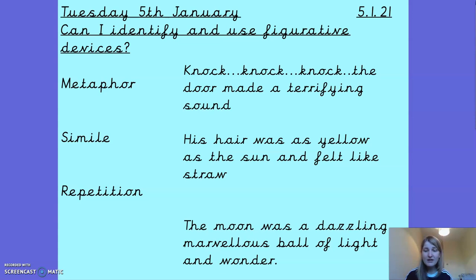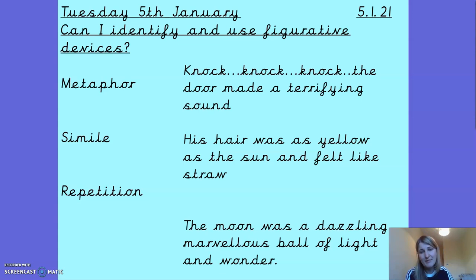So if we start here with my little starter. On the left-hand side, you can see I've got metaphor, simile, repetition. And on the right-hand side, I've got three different sentences. What I'd like you to do, please, is pause me in just a few seconds, see if you can match up the sentence to the figurative device, and then come back to me and we'll have a look together. Okay? Hopefully you've had a chance to do that.